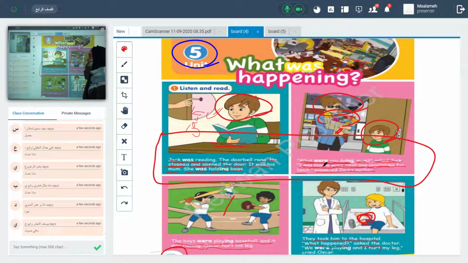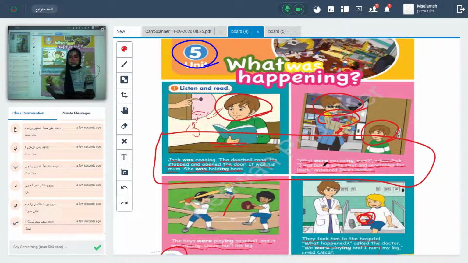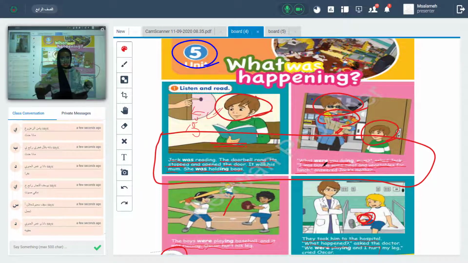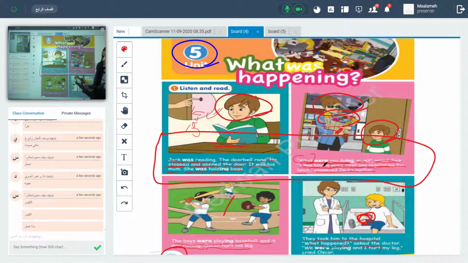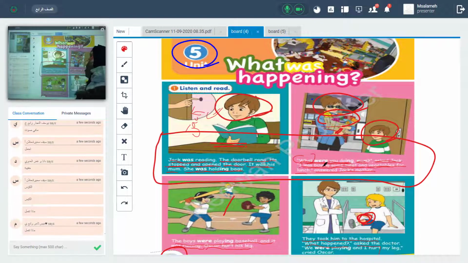It was his mom. She was holding bags. شو كانت قاعدة ماسكة بإيديها bags. Bags بتيجي بمعنى شنطة وبتيجي بمعنى also أكياس. شنطة المدرسة، شنطة الهاند باج، ممكن أحكي لها أكياس كمان. So she was holding bags, كانت أمه حاملة bags. What were you doing, Mom? Jack asks his mom, وأمه صارت تجاوب: I was buying some meat and vegetables. In these bags there were vegetables and meat.